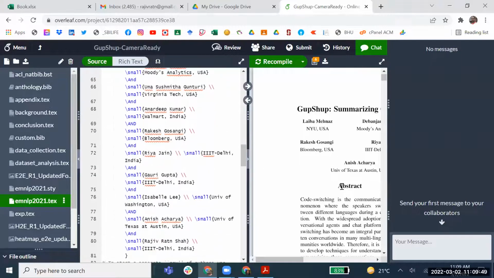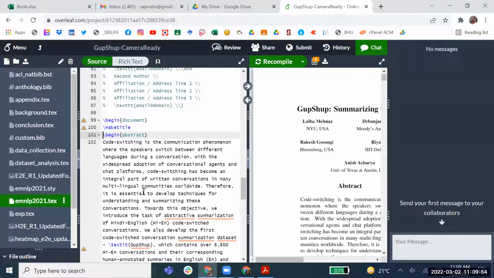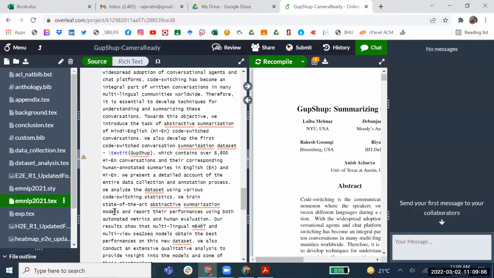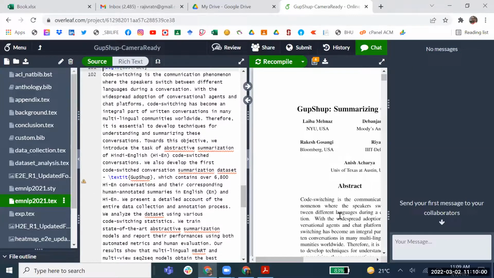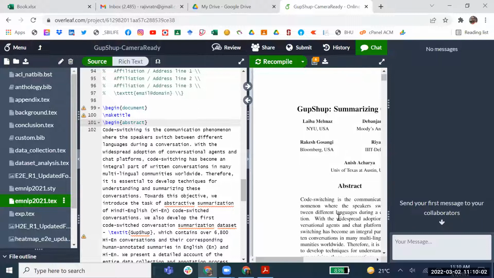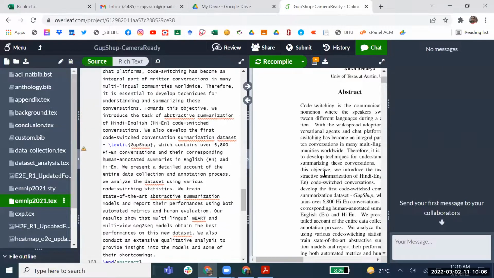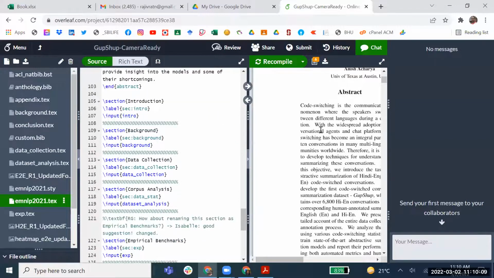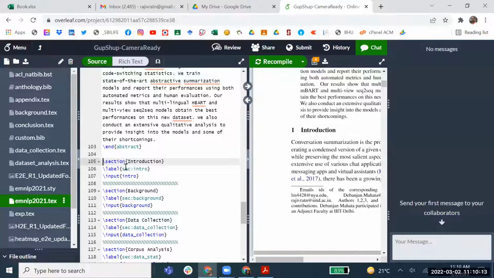Similarly, there is a section called abstract. If you go to abstract, there is abstract begin and abstract end. You can write whatever you have to write in the abstract, and anything you write here will come here. Similarly, there is a section called introduction. If you go to introduction, there is a tag section introduction.